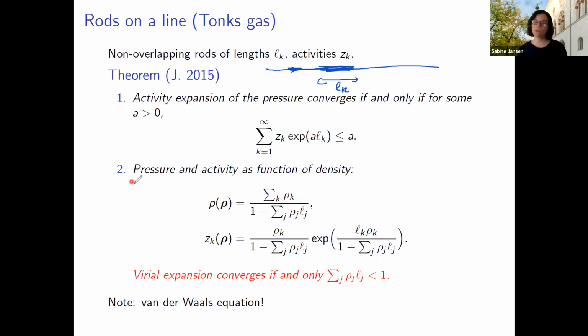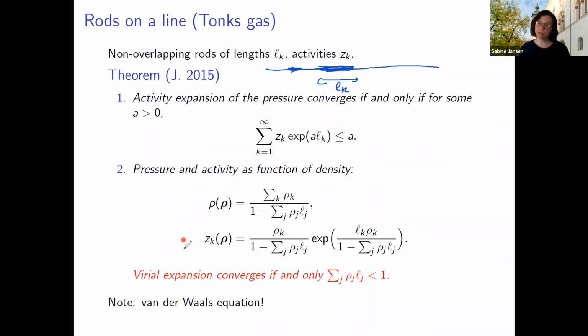On the other hand, you can also compute the pressure and activity as a function of the density. For the single species case, these are really old formulas. I think the paper by Tonks is maybe from the 30s. So the pressure as a function of the densities is given by the sum of the rho_k divided by 1 minus the fraction of length covered by rods. And I hope that some of you recognize the van der Waals equation, except now you have a multi-species van der Waals equation.